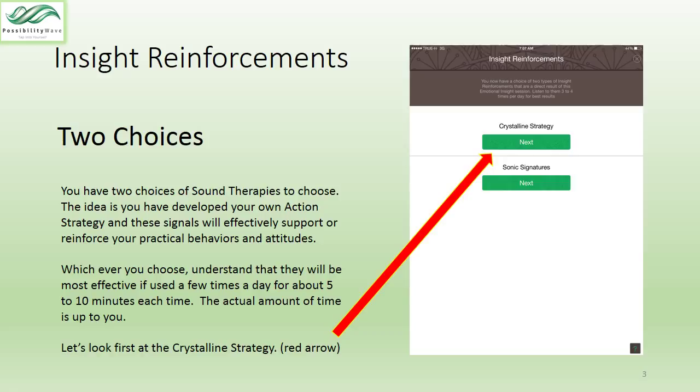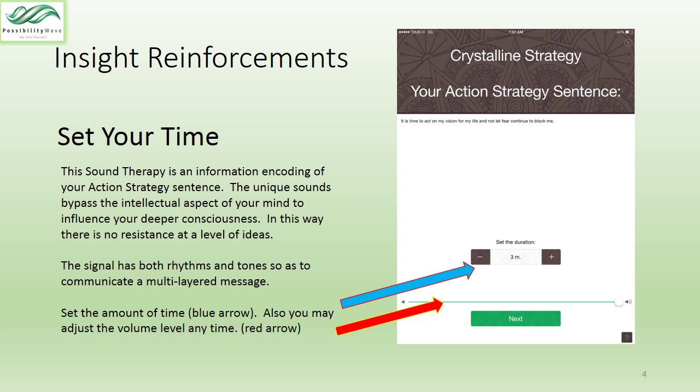Let's look at the crystalline strategy. You see the red arrow pointing up at that green next button. So when you open it up, what you'll see up top is the actual action strategy description or sentence that you had created, here in this example from this fictitious person. It is time to act on my vision for my life and not let fear continue to block me.